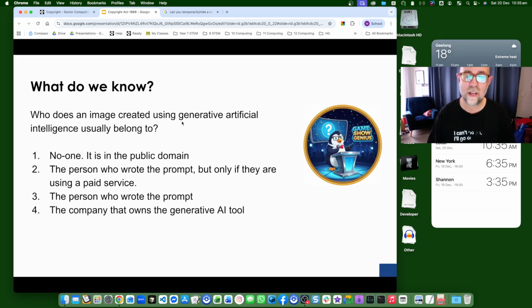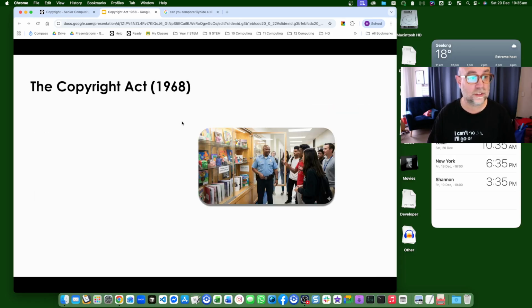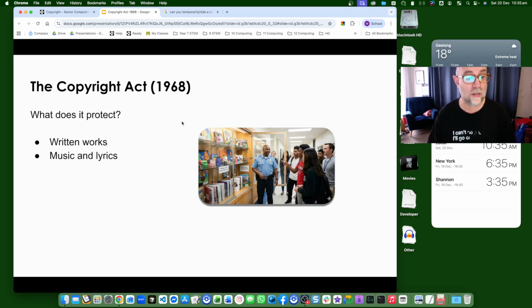So, now that we've had a little bit of a dabble in what we know, let's have a look at learning some stuff. So, the Copyright Act is an act of the Australian Parliament from 1968, and it protects written works, so, you know, books, documents, even boring things like policy procedures, instruction manuals, you name it. Music and their lyrics, both of them are protected independently.